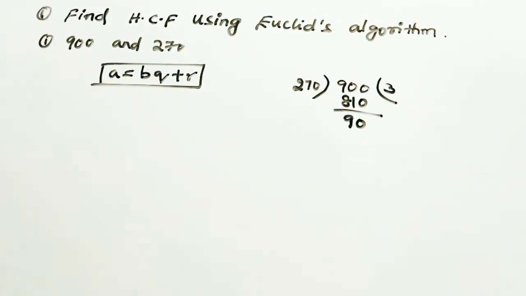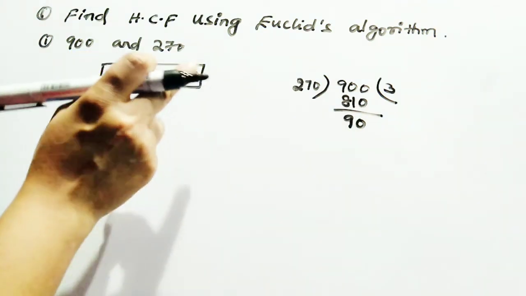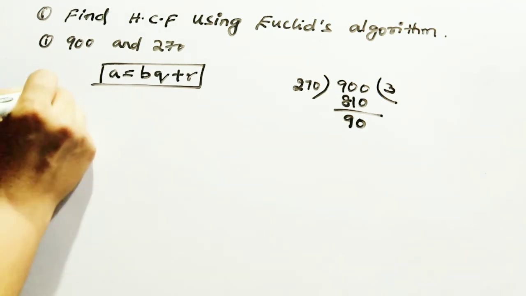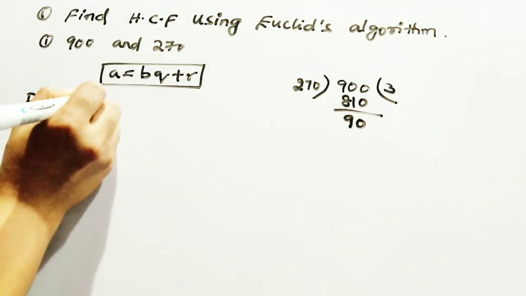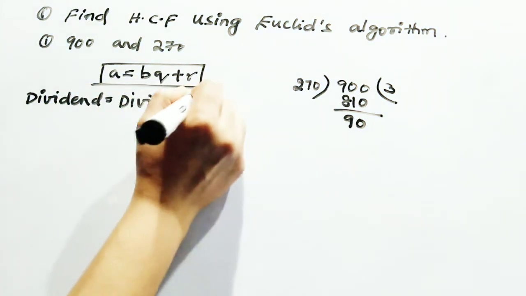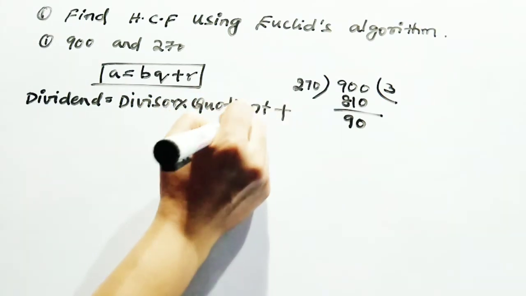What I said is that to find the highest common factor, you have to divide until you get the remainder as 0. And you have to write this in the form of A equals B Q plus R. What is A? Dividend. Dividend equals divisor into quotient plus remainder.